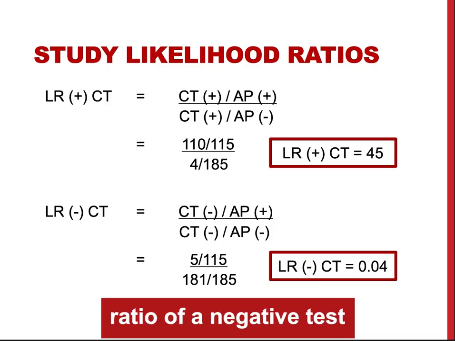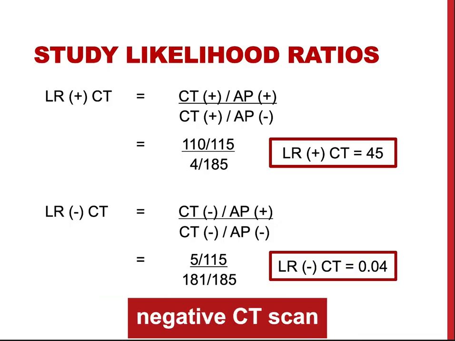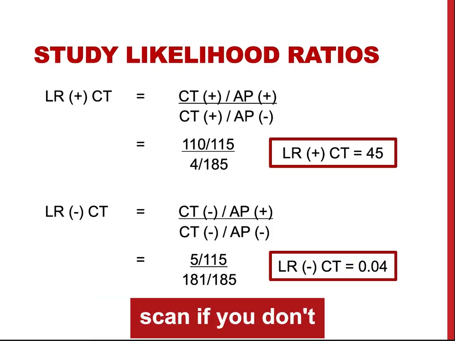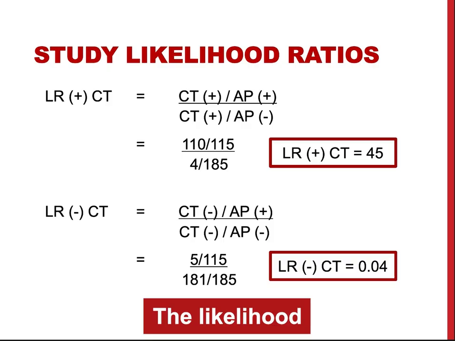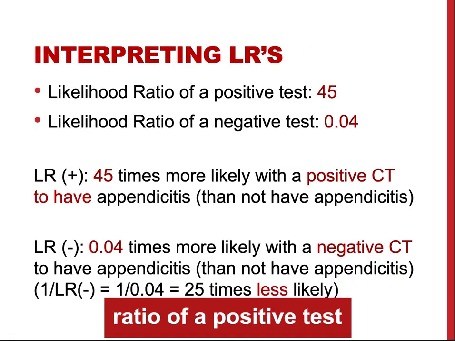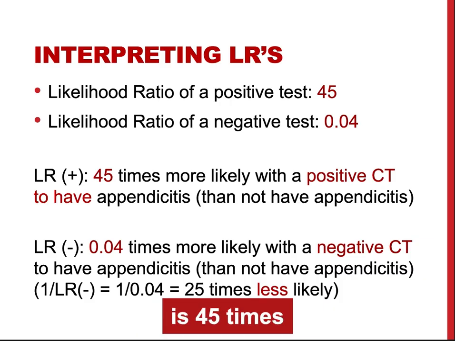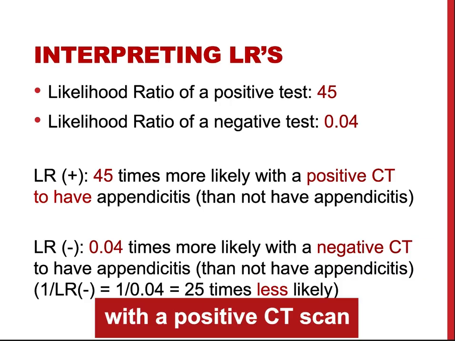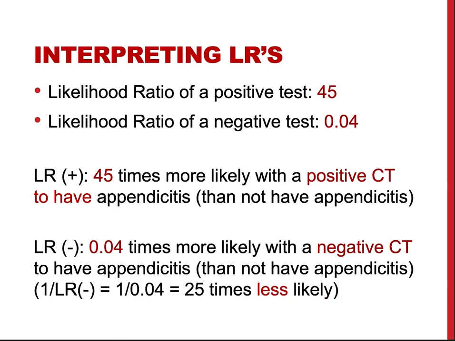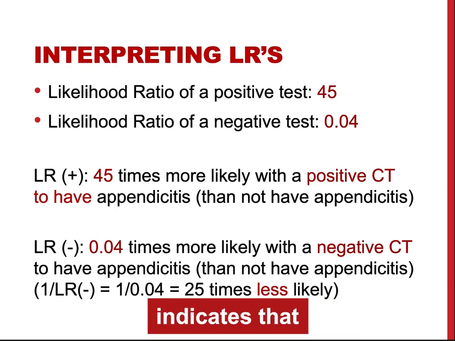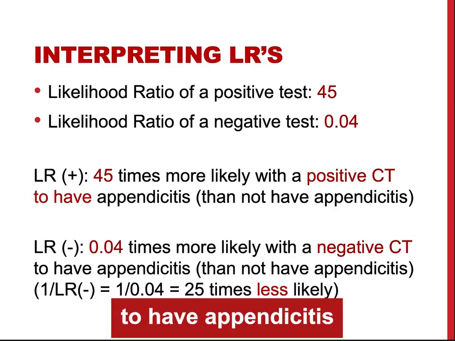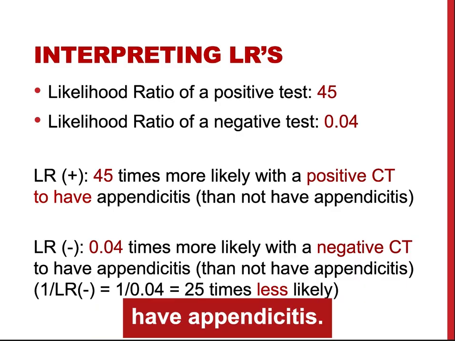The likelihood ratio of a negative test is the likelihood of having a negative CT scan if you have appendicitis divided by the likelihood of having a negative CT scan if you don't have appendicitis. The likelihood ratio of a negative test is 0.04. The likelihood ratio of a positive test indicates that the patient is 45 times more likely with a positive CT scan to have appendicitis than not have appendicitis. The likelihood ratio of a negative test indicates that the patient is 0.04 times more likely with a negative CT scan to have appendicitis than not have appendicitis.